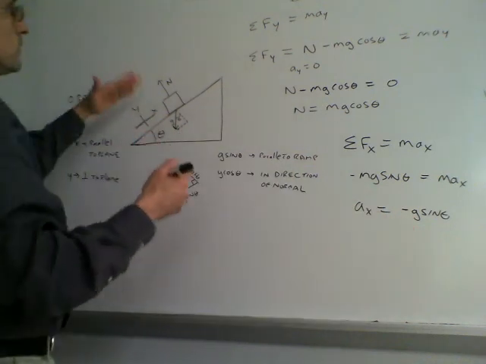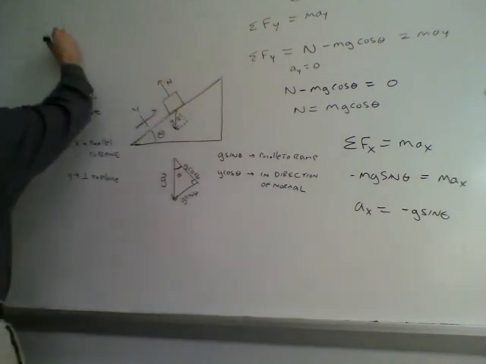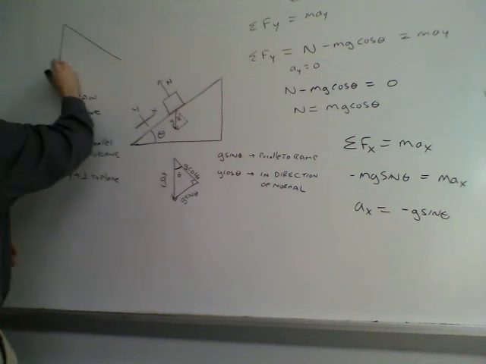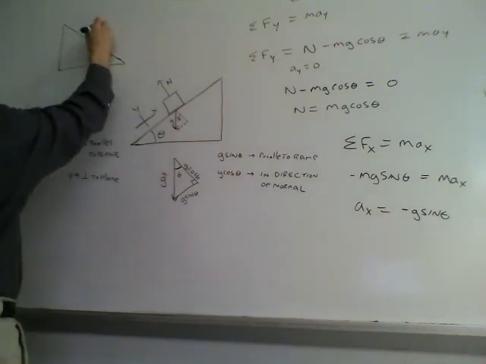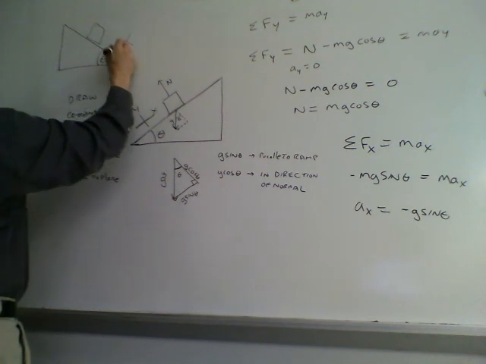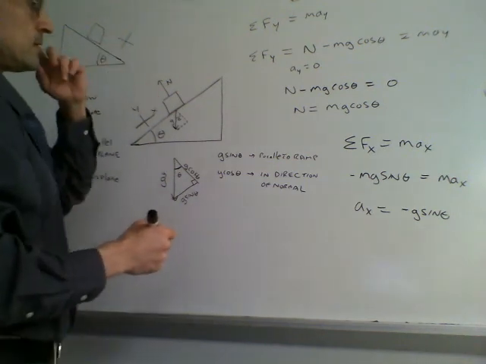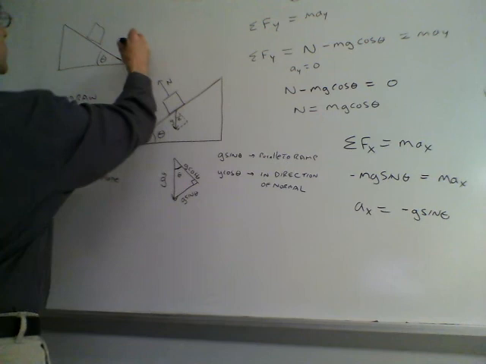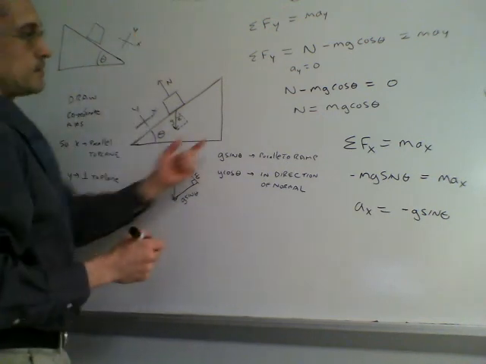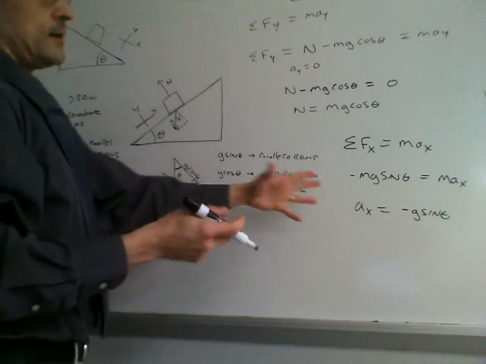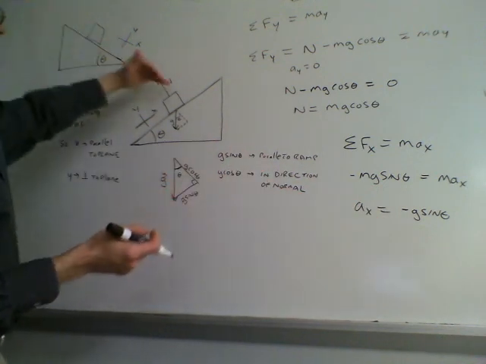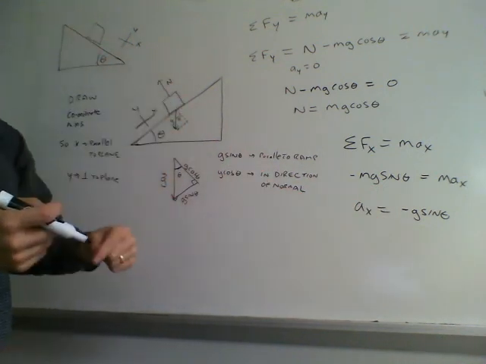If you drew your inclined plane the other way, it just turns. So if we turn around and draw our inclined plane this way, we still rotate our axis. Everything works out the same, except this time AX would be G sine theta, and you get a positive value because you're accelerating in the positive x direction.